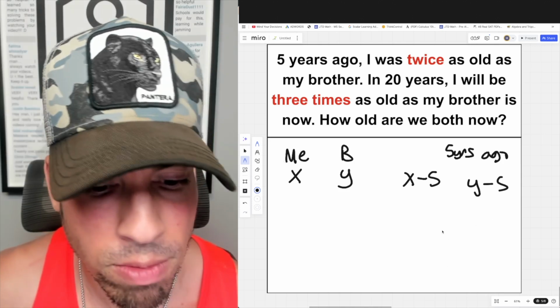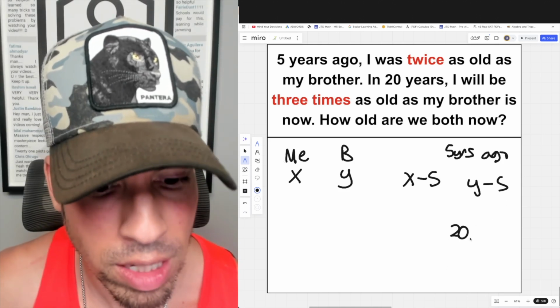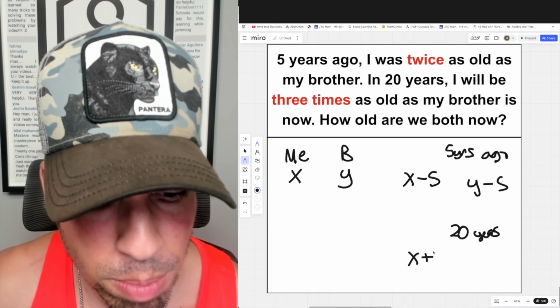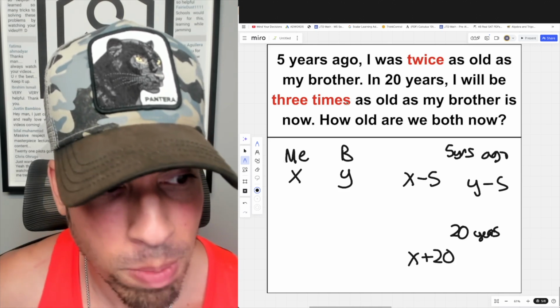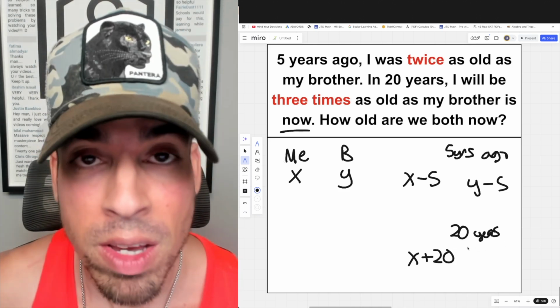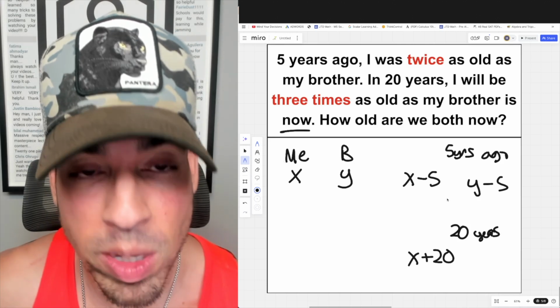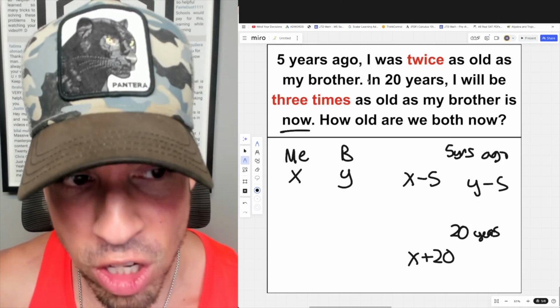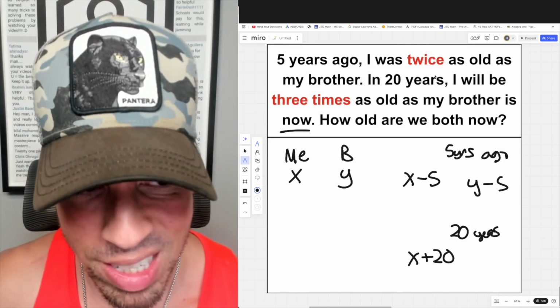Then we also have 20 years in the future, I will be X plus 20. Now, this relationship involves the brother currently, so we don't need a Y plus 20 at all in these equations. But this is all we need to start to establish equations that represent the relationships presented in the question prompt.